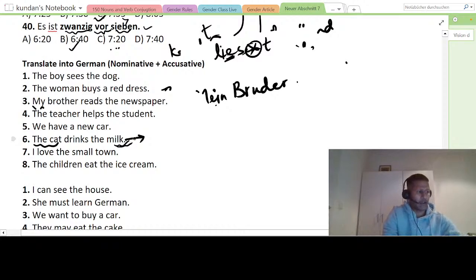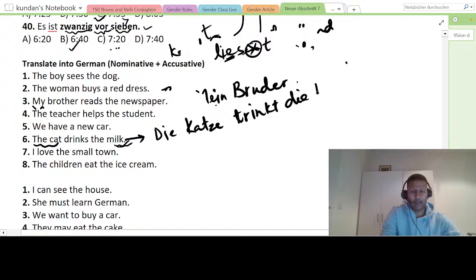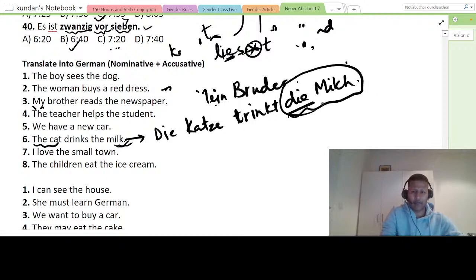Okay, I see some right answers also. The right answer is die Katze trinkt die Milch. Okay, the milk will remain the milk in accusative. What is the cat drinking? This is accusative. The answer is what? Milk. I am asking, the cat is drinking what? The milk. But this is the milk, right? In nominative. So it will not change in accusative. It will be same.